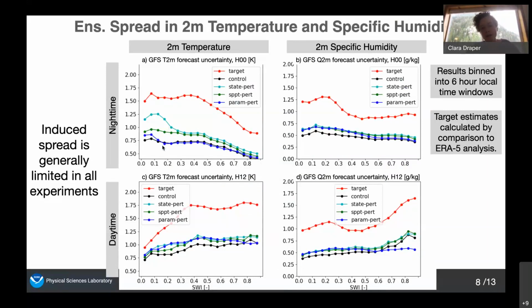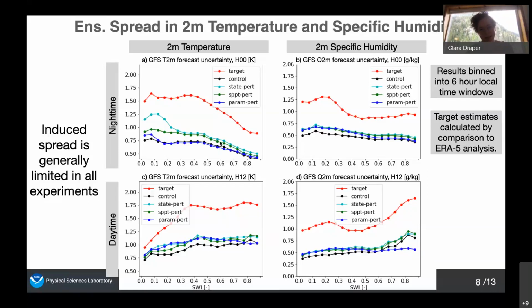I'm a little disappointed. I was expecting to see a little bit more spread induced, but it's possible, I'm a land person, so maybe I think the land is more important than it really is. Obviously not all of the model uncertainty, not all the forecast uncertainty in your 2-meter variables is going to be due to the land. Still, I would have liked to have seen a bit more here.